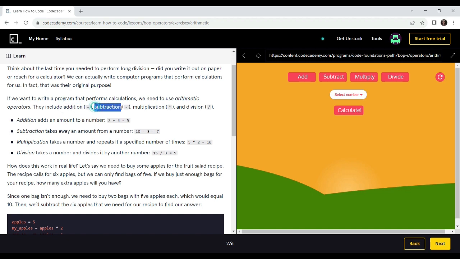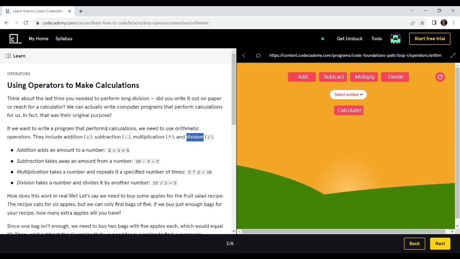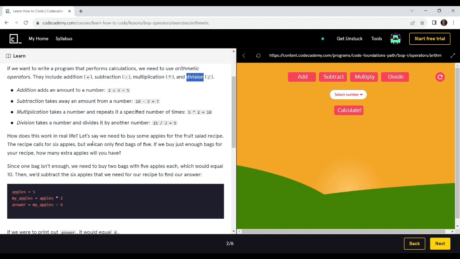Addition, subtraction, multiplication, and division. Though we are already familiar with these 4 operators in real life, we want to utilize these operators to solve problems, essentially.